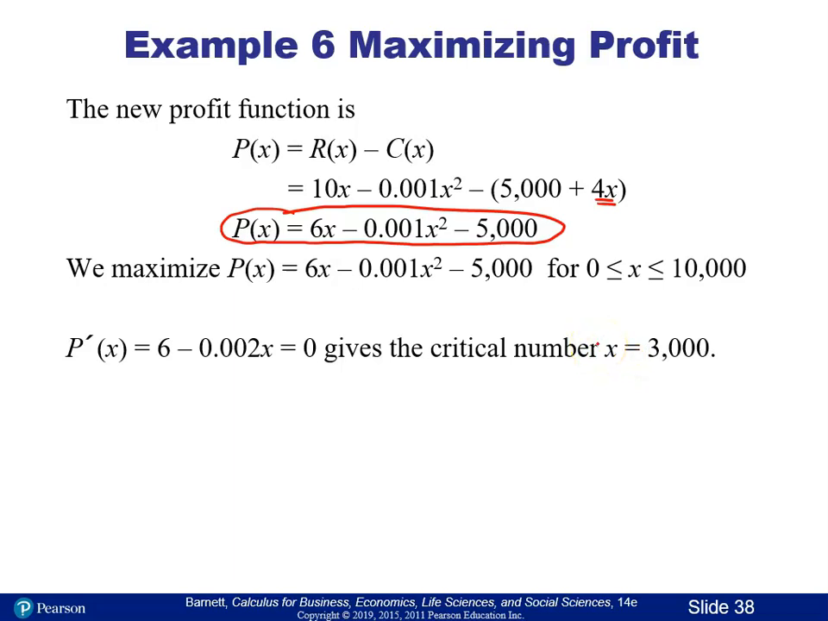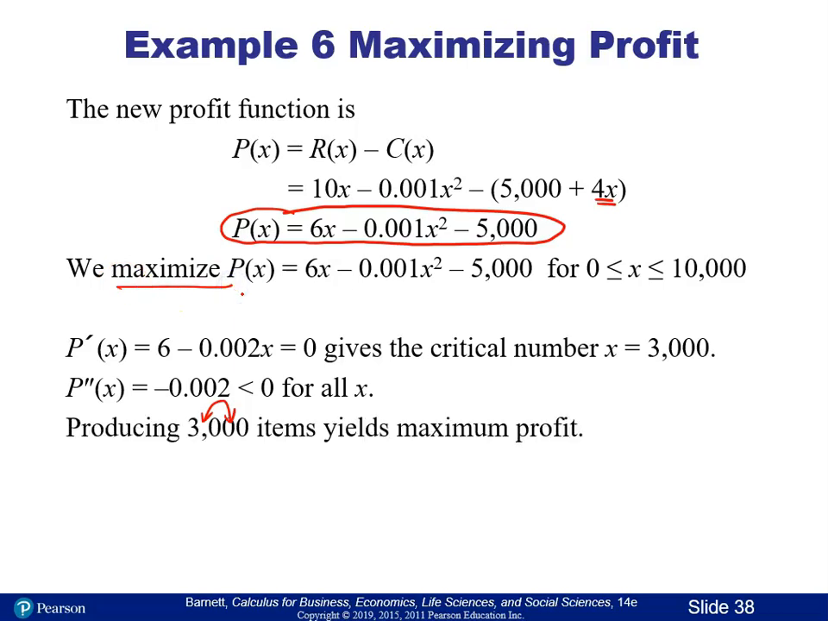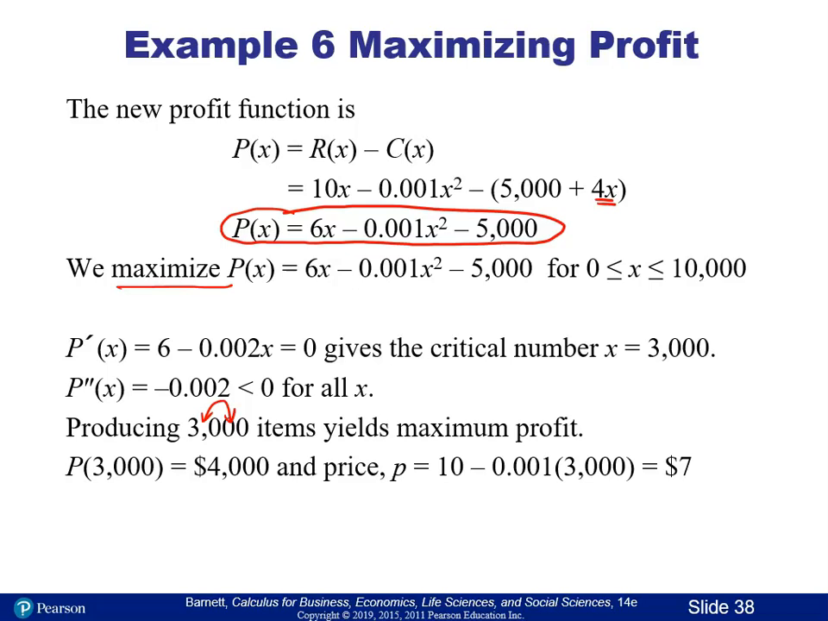So with the additional taxing and the additional cost incurred there, it changes the number that's going to maximize profit to 3,000. If you take the second derivative, you end up with a negative second derivative, which means it's opening downward. So it is in fact going to maximize the quantity that we're looking at here. So we know that it does produce a maximum profit when we produce 3,000 items.